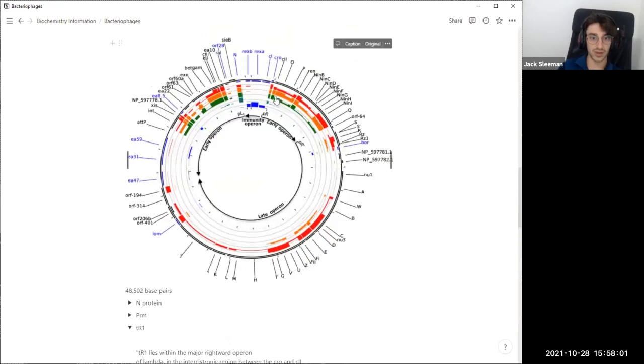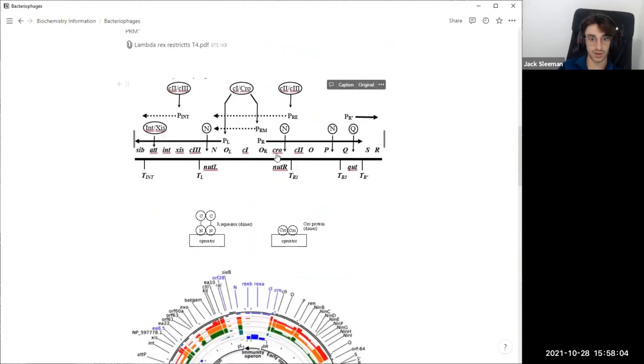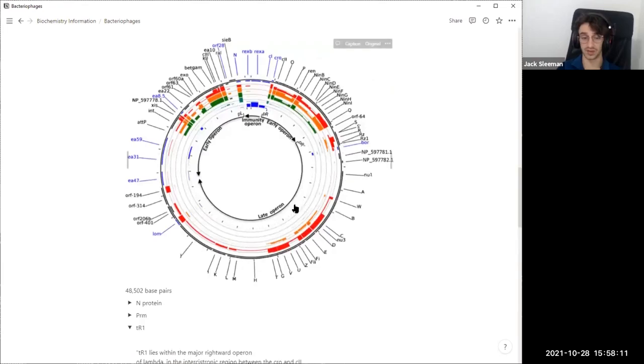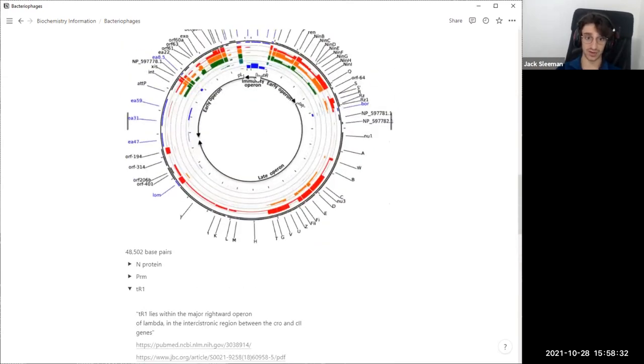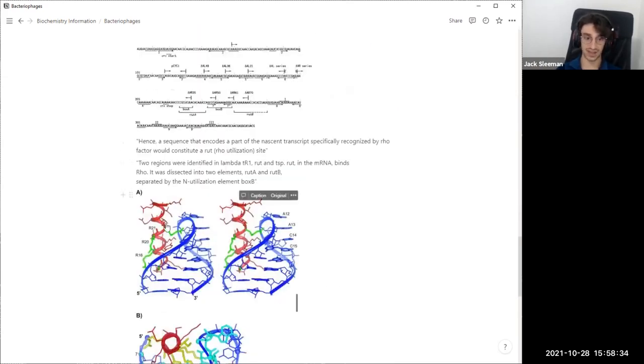Cro and C2. So in between Cro and C2, you have this area, right? Which has to do with the Rho helicase stuff. So the Rho helicase will go to rut A and rut B basically. And those are the cis-acting sequences that help the helicase note that that's where transcription should terminate. Box B is where the N protein itself binds to the DNA, like this.